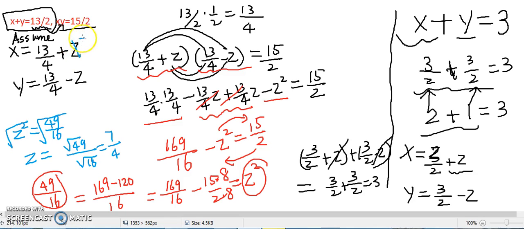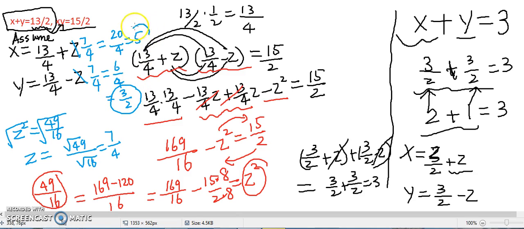So now we can plug both back here for z. So z is 7 over 4, and this is 7 over 4. Simplify it, we get 20 over 4, that's 5. And 6 over 4, that is 3/2. And we can double check our answer, because when we add 5 and 3/2, that's exactly 13/2. And when we multiply 5 and 3/2, we get exactly 15/2. So that means our answer is correct.